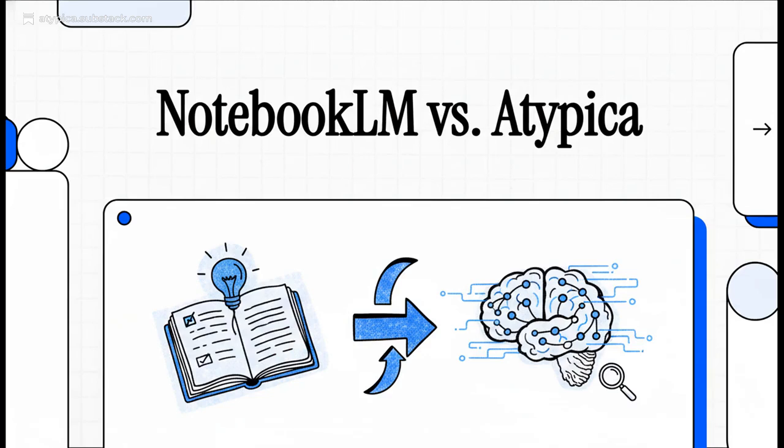Okay, let's talk about two of the most powerful AI research tools out there right now, Google's NotebookLM and Atypica. They're also, honestly, two of the most confusing. I get asked all the time if they're competitors or if they're meant to work together. Well, in the next few minutes, we're going to clear this up once and for all.